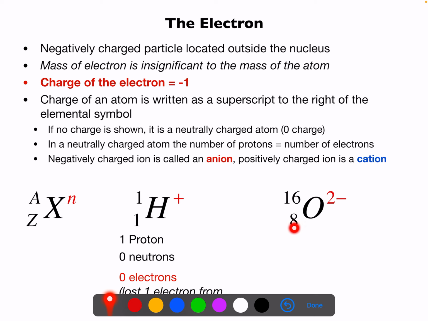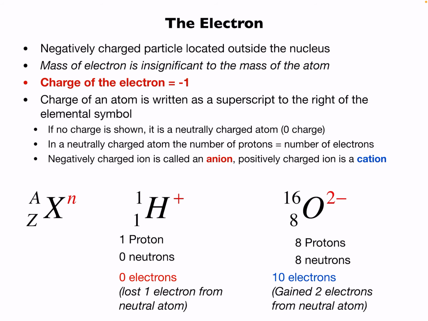In our second example, we have 8 protons, right, and 8 neutrons, but we have an overall charge of 2-. So how do we get a 2- charge? Well, we must have more electrons than protons. We have a +8, here we have a -2, so we must actually have 10 electrons here. We must have 2 more electrons than protons to give us our -2 charge.